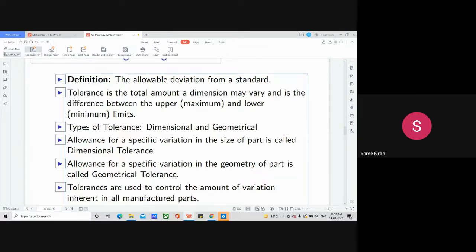That's what tolerances are used to control: the amount of variation inherent and accepted. It is the amount of variation a process can accept, maintain, absorb, or function with, given that much allowance. That's what tolerances are used to control, the amount of variation inherent in all manufactured parts.